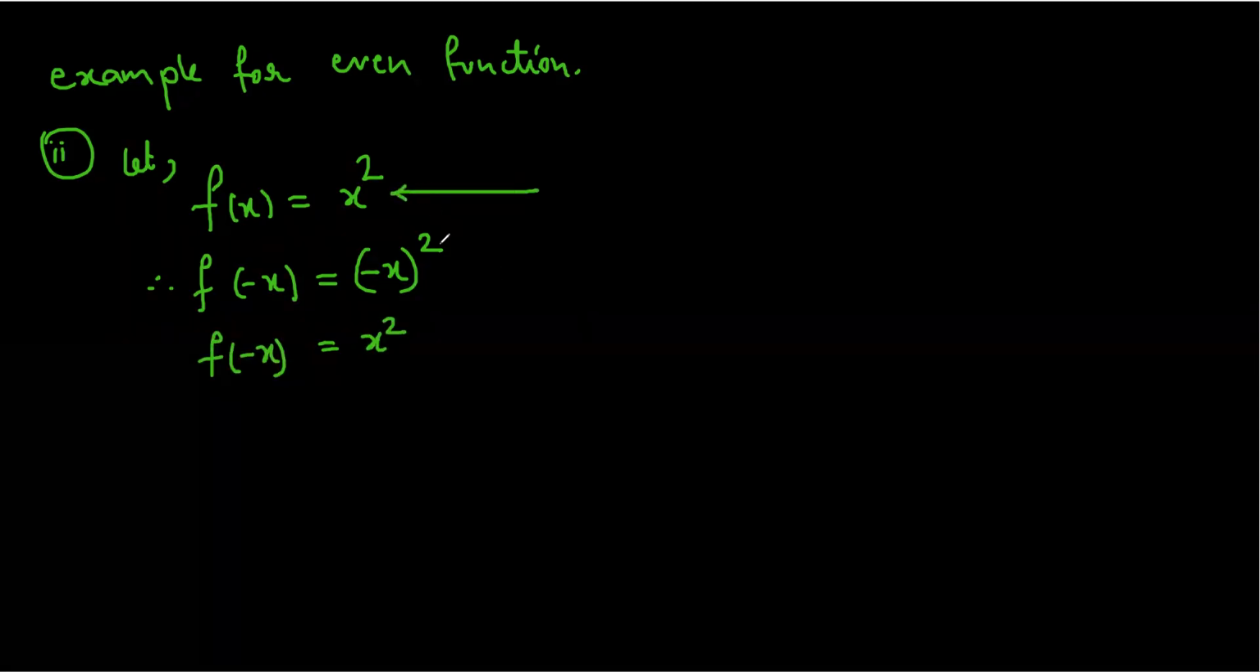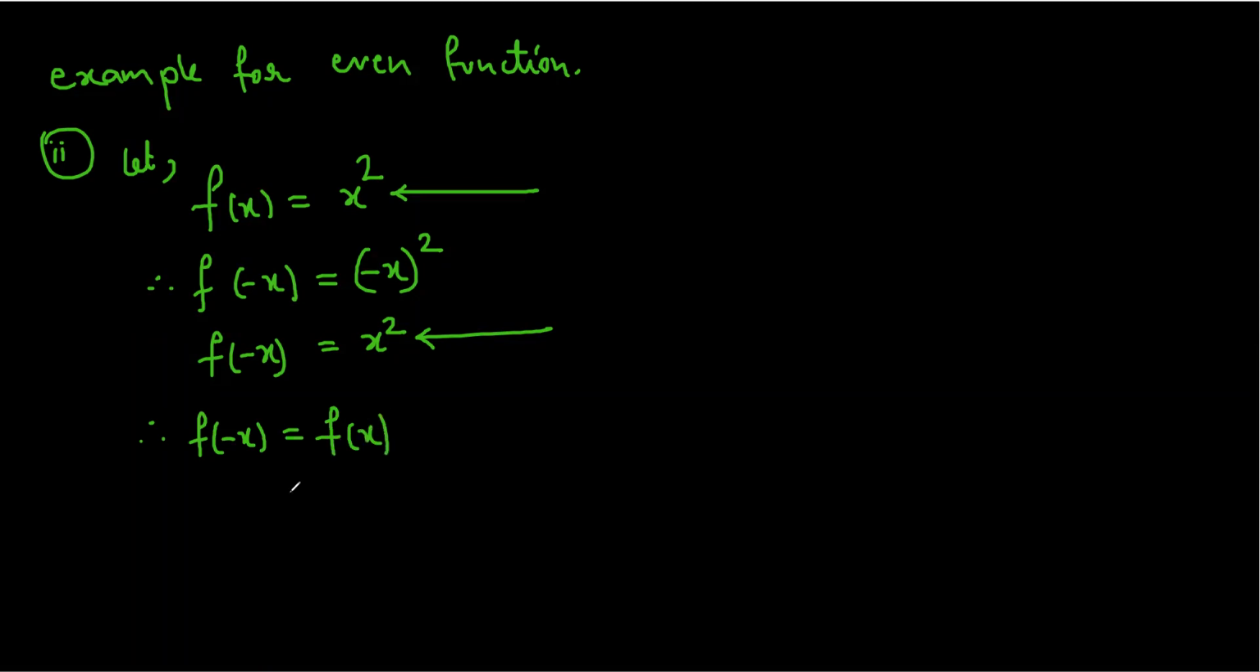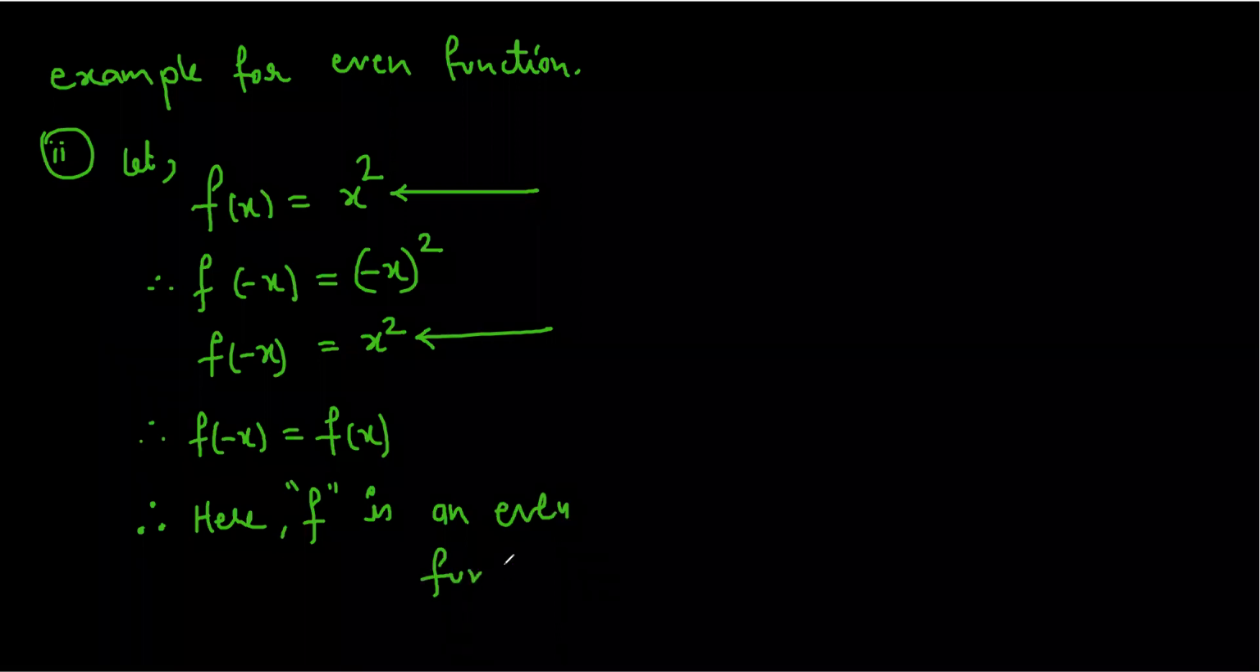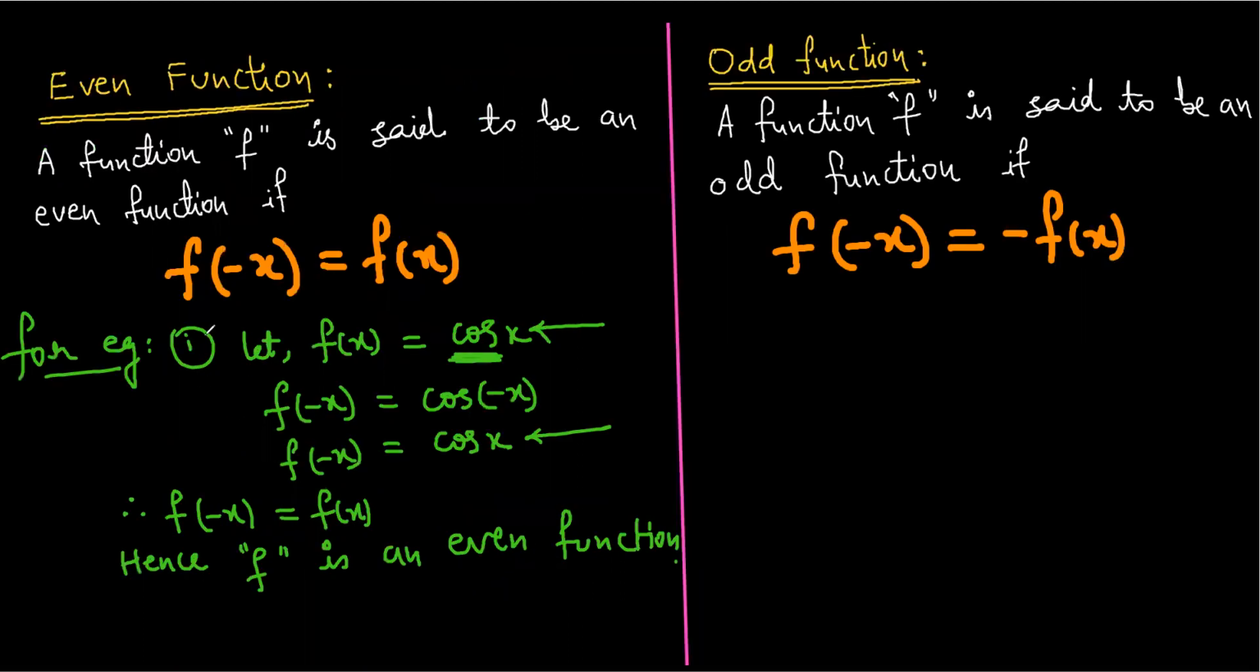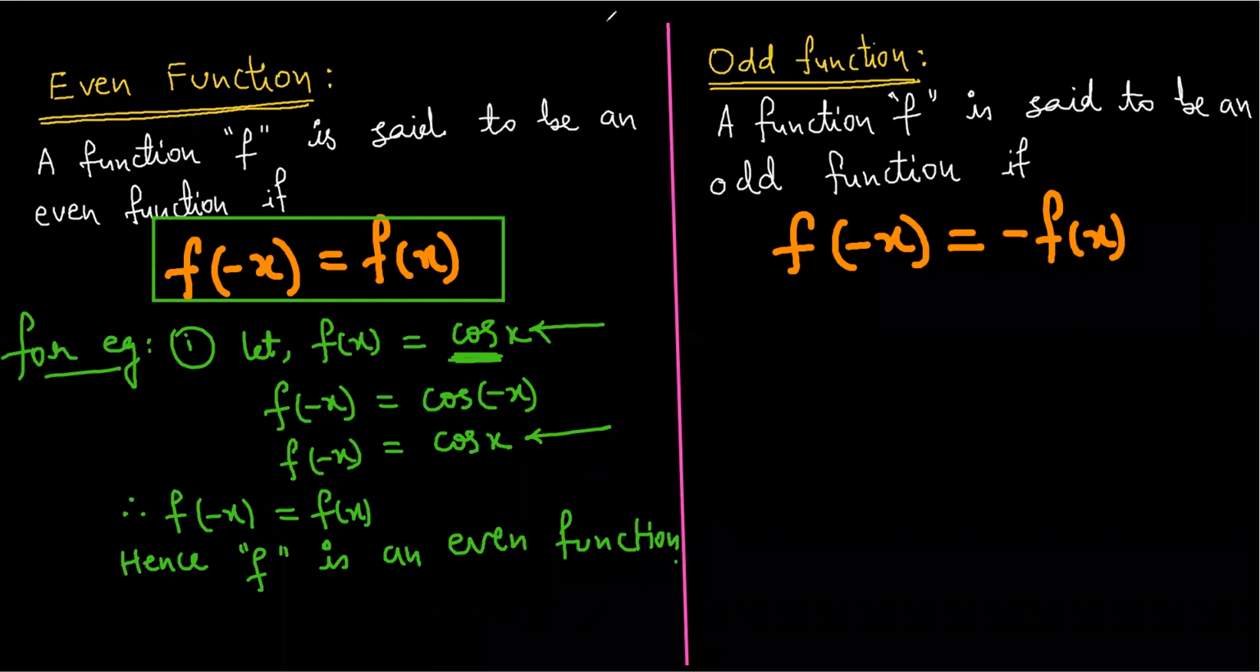Once again, what you notice is that f of negative x and f of x both have the same value, x square. So you will write, therefore, f of minus x equals f of x, and hence you can say that f is an even function. So remember students, what is an even function? A function f is said to be an even function if f of minus x is equal to f of x. Now we come to the odd function.